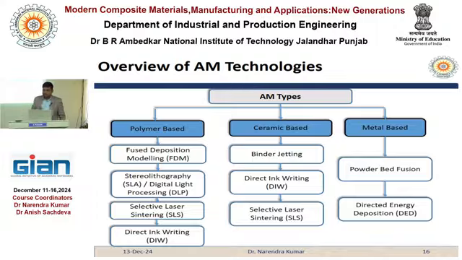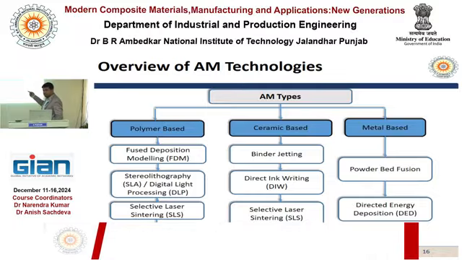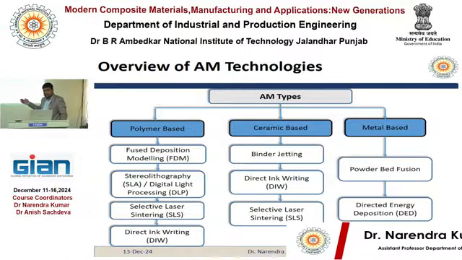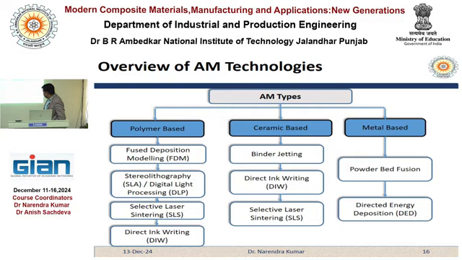So in the polymer, where we can make polymer matrix based composite, here we have FDM, we have SLA, we have SLS, we have direct ink writing, and in the second category we have binder jetting. This direct ink writing can be used here also and here also, right? And this process also can be used here, okay? And then metal based, powder bed fusion, direct energy deposition. So I am not going to cover this technology in detail.